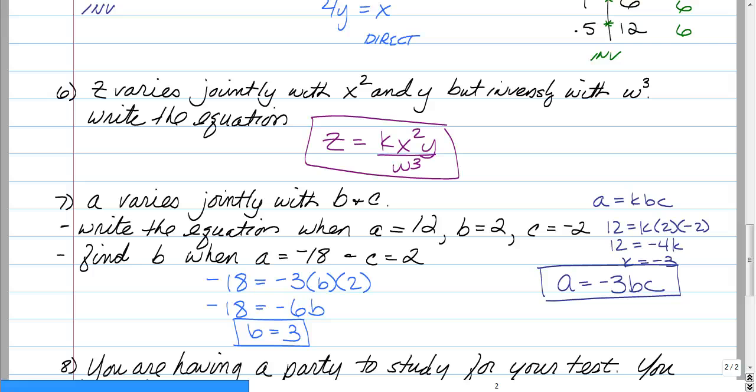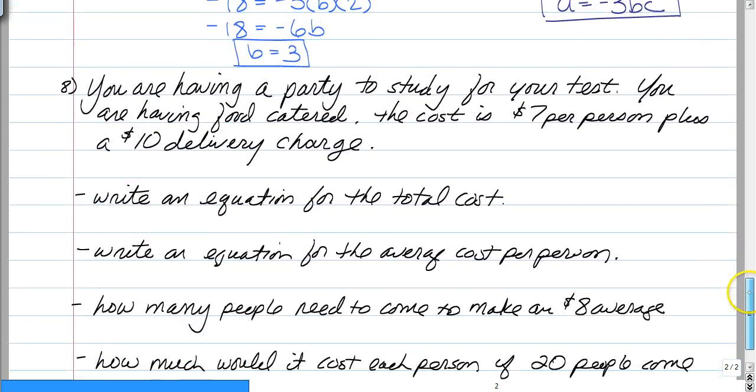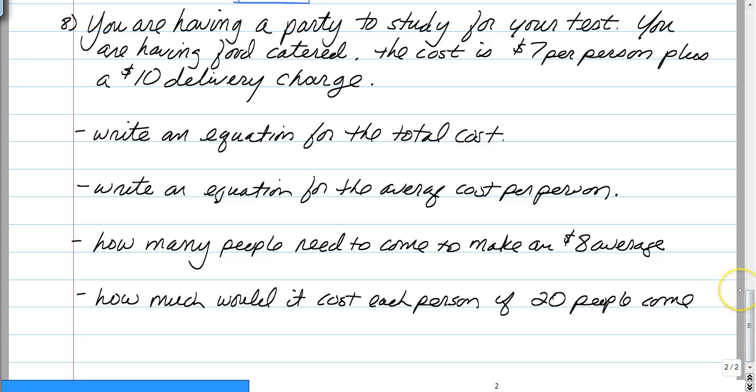But if you got everything right there, you're probably going to be good to go, unless you are only strong with joint but not inverse variation. If you know them all, you are good to go. And there will be one 4-point word problem very similar to what you see here.